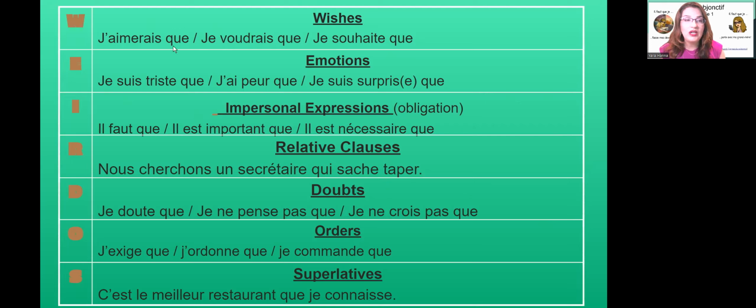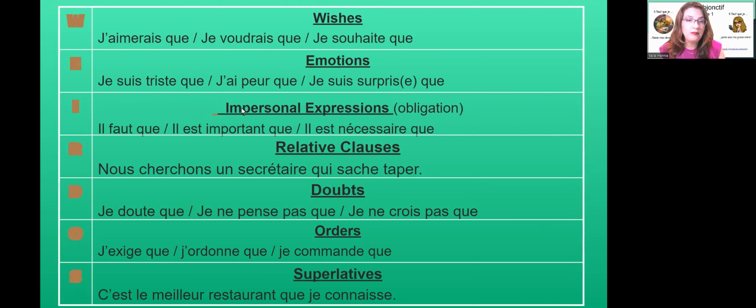J'aimerais que, I would love that. Or je voudrais que, I would like to. Je souhaite que, I hope that. So after this expression, you'll have to have the subjunctive. Here, the E is for emotions. Je suis triste que, j'ai peur que, je suis surpris or surprise que.